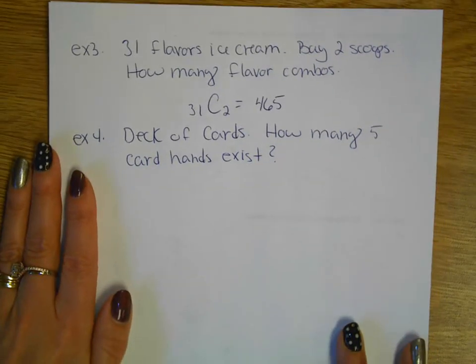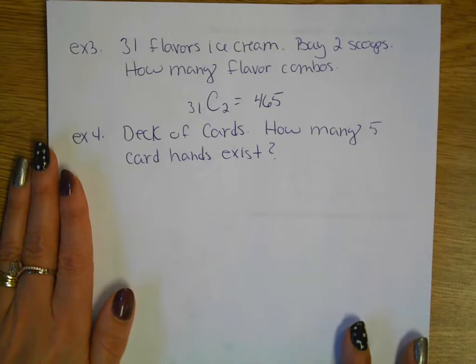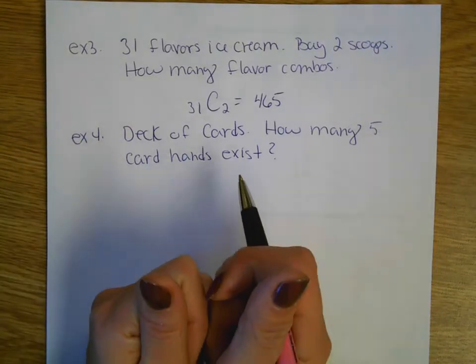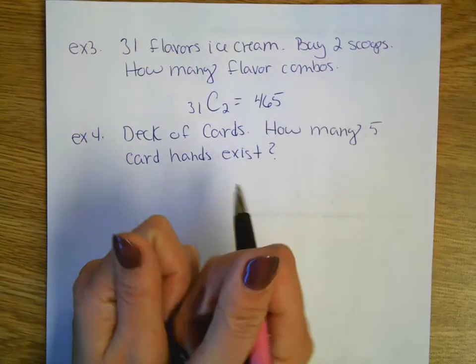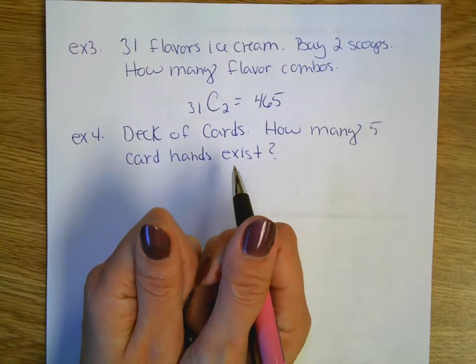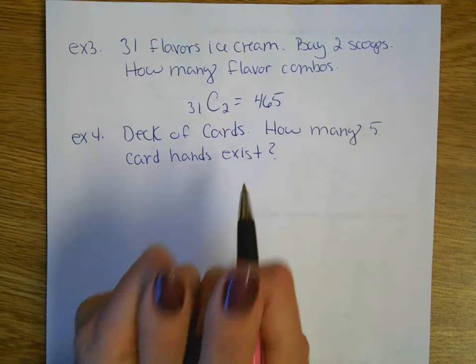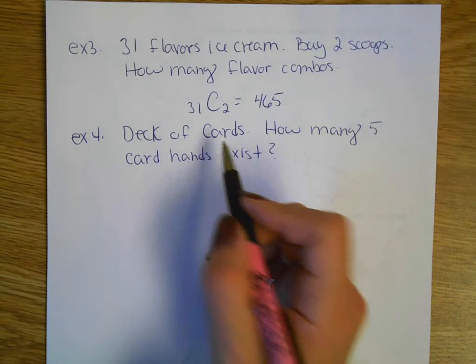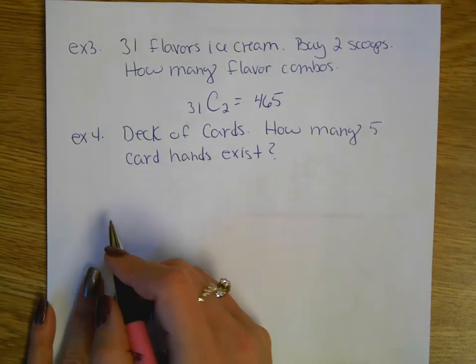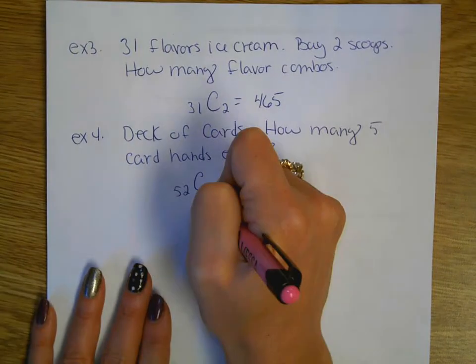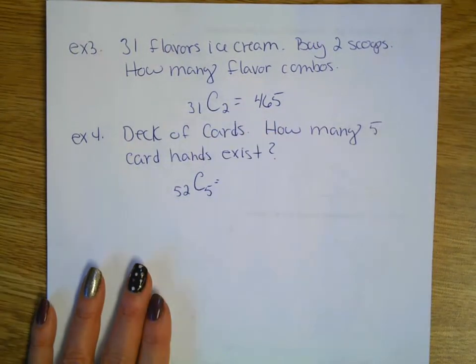So we got to first decide if this is an order matters. So think about getting 5 cards. Does the order I get them make it a different hand? If I rearrange the cards in my hand, is it a different hand that I'm dealt? Absolutely not. So the order does not matter. I just want to know how many different sets of 5 there are in a deck of cards. So this is a combination. So there are 52 total cards. We are choosing 5 at a time.